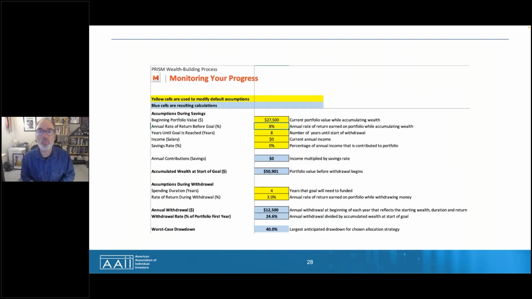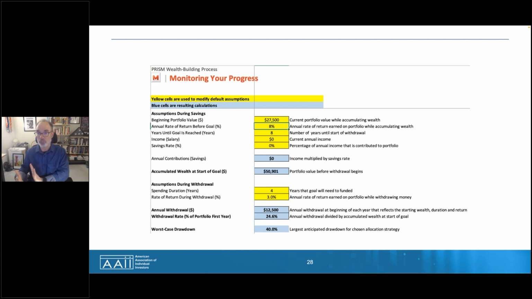Now, the final thing is monitoring your process. And we have a spreadsheet that you can actually use. The idea is on this worksheet, you're going to enter in numbers. And it works if you're in the withdrawal stage or if you're in the accumulation stage, meaning you're saving. In this case, we set it up for the withdrawal stage. And what this is asking you is, how much do you have right now? What's your assumed rate of return? And then what do you assume your portfolio is going to be worth at that date?